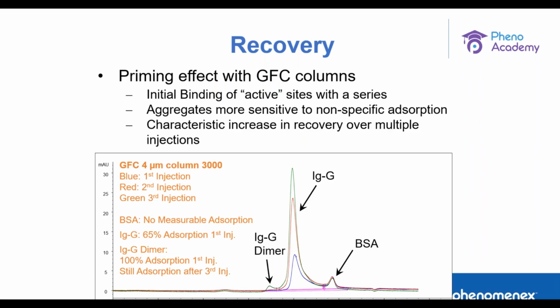Here is showing what I just mentioned, the priming effect. For a GFC column, which is the SEC method, we can see between the first injection, second injection, and third injection, the protein sample might be adsorbed by the column. So we normally use at least one or two, sometimes three injections to prime our column to make the column stabilize with your protein compounds.